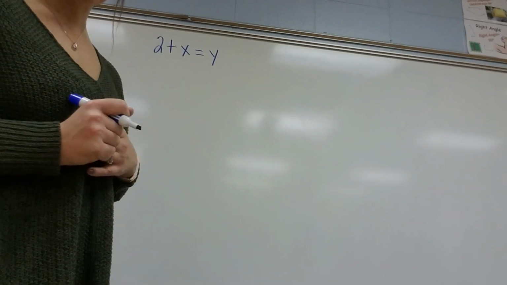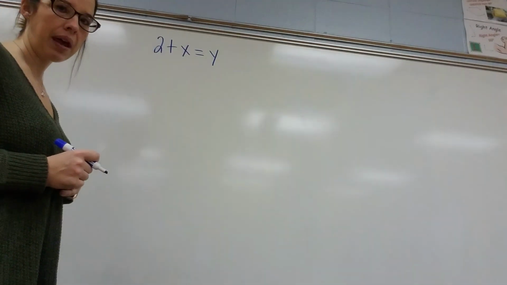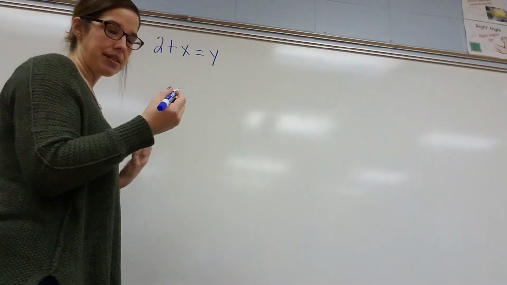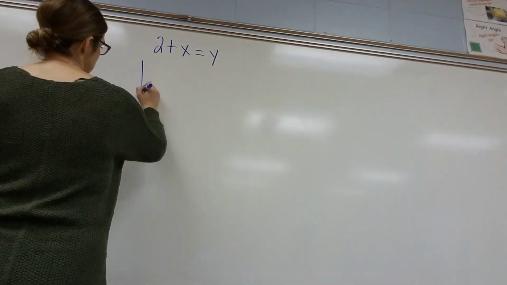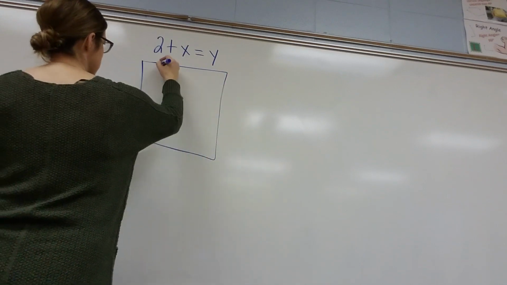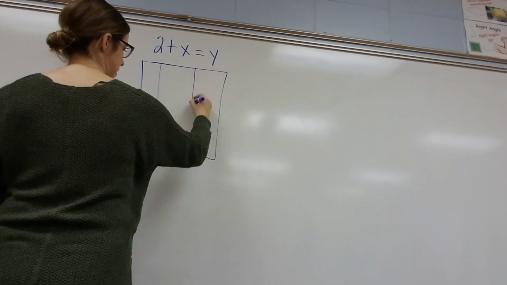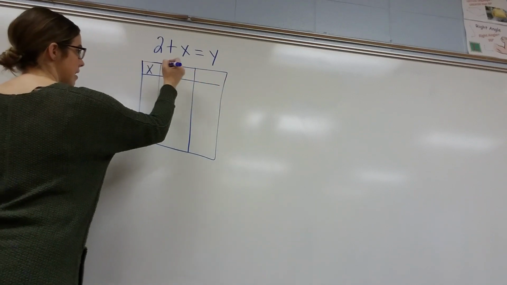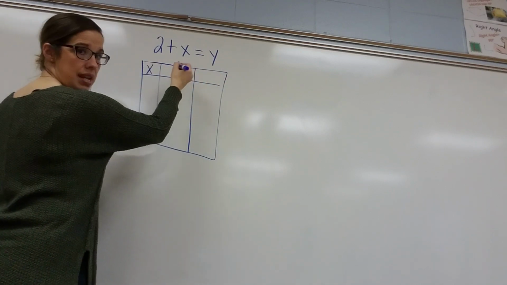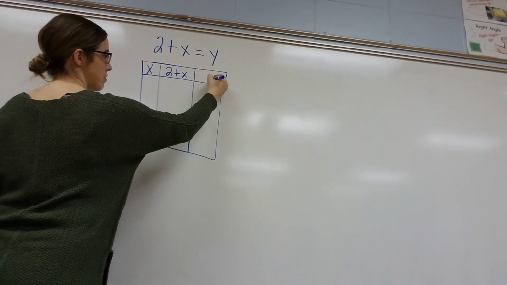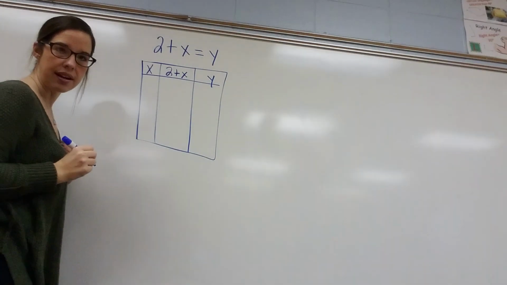So here's your first equation, which is 2 plus x. We're going to make a function table, or an in and out table, to find some solutions for this equation. For your in and out table, you're going to have your x here, your rule goes here, the 2 plus x, your actual equation, and then your y is here.